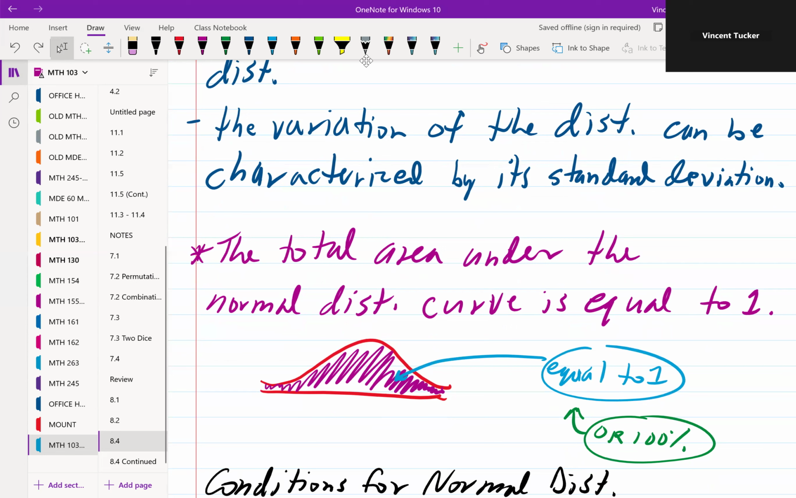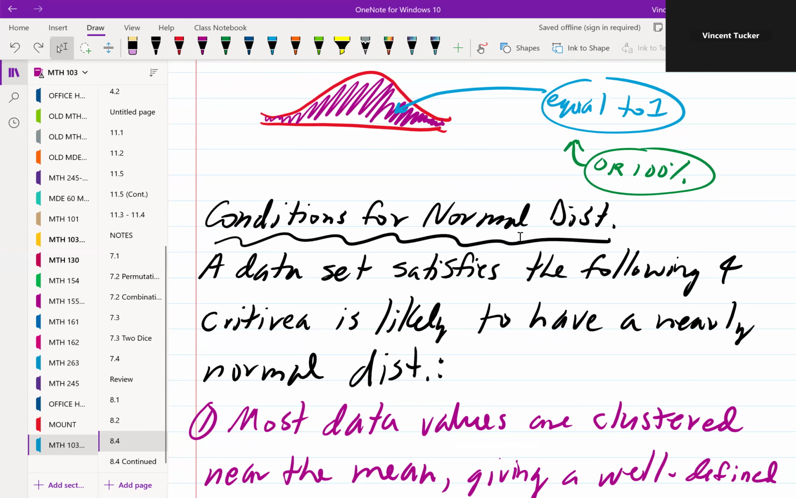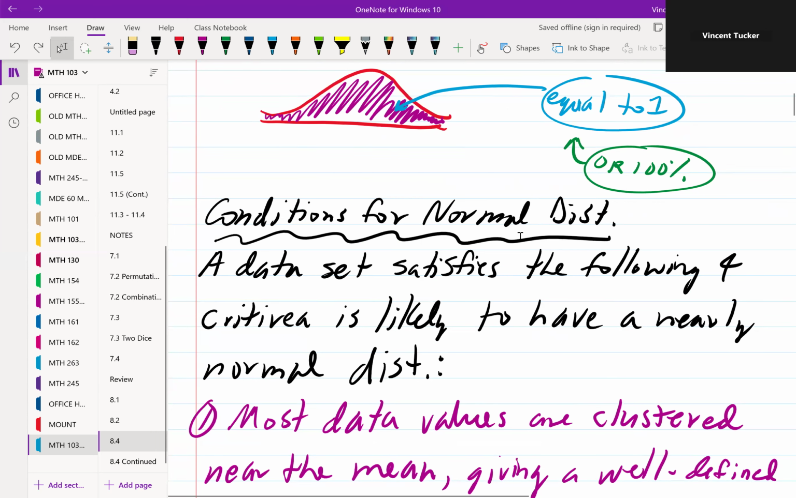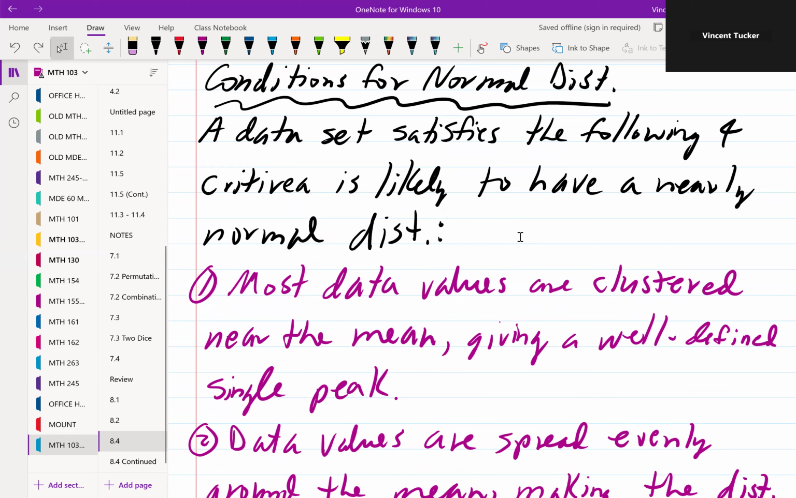All right, conditions for normal distribution. It says a data set satisfying the following four criteria is likely to have a nearly normal distribution. And that's going to matter as we continue to move forward, recognizing that we have normal distribution. First, most data values are clustered near the mean, giving a well-defined single peak.